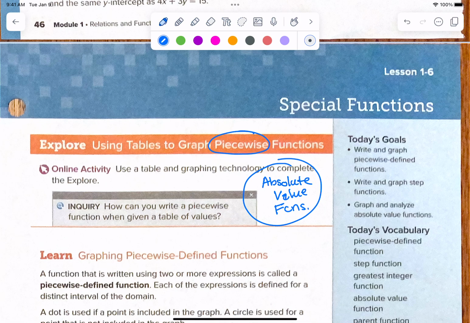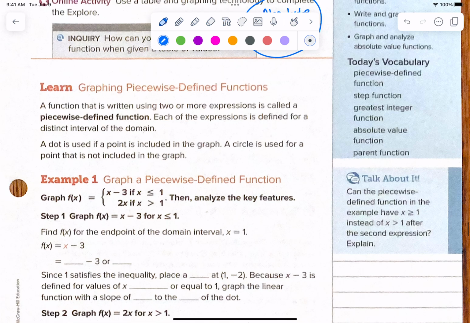From yesterday, after doing whiteboards and stuff, I know that you guys are super pros at graphing linear functions. So a piecewise function shouldn't be too terribly difficult for you, because it's like graphing two of them at the same time. That's not too bad.